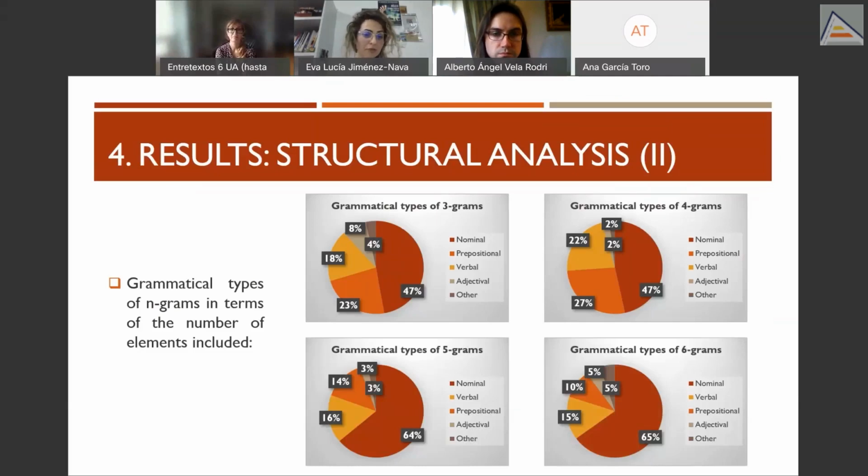So I found 64% in 5 grams and 65% in 6 grams, and then the second most recurrent type were verbal phrases. It wasn't prepositional phrases as in the shorter grams. And they were also closely followed by the third group, in this case, prepositional phrases. And again, adjectival and other phrases were not that common.